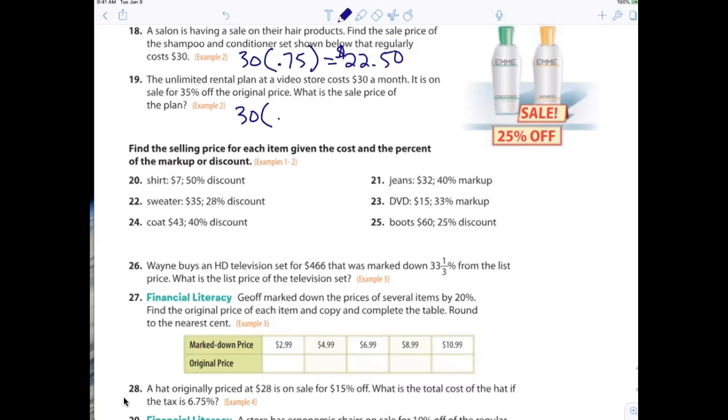Okay, so let's look right here. Wait a minute now. I could be wrong, but let's read it. The unlimited rental plan at the video store costs $30 a month. It's on sale for 35% off the original price. So this is a discount. So you wouldn't be multiplying by 1.35. 0.65. Yes, because the 35%, you have to do 100% minus 35%. So yes, 0.65, which means it's going to cost you only how much? $19.50. All right, Carly.